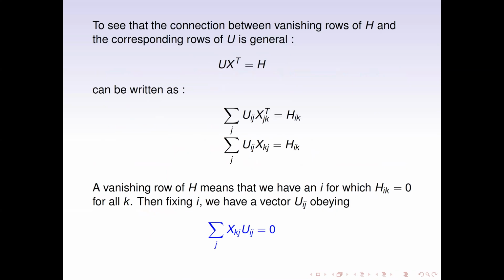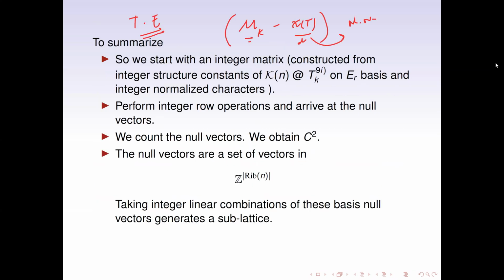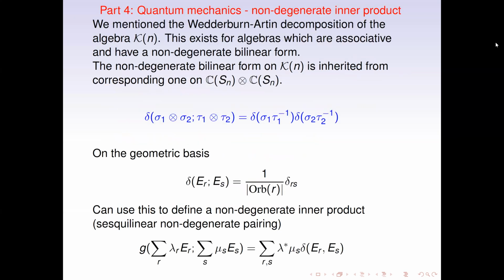So you can perform these integer row operations on this very integer object, and you end up with a set of integer null vectors, and you count how many of these null vectors you have, and you get C squared. So in the space of integer linear combinations of ribbon graph vectors, there are sublattices of dimension C squared, and there is a concrete algorithm to produce these null vectors. That's an application of tensor model mathematics to Kronecker coefficients.